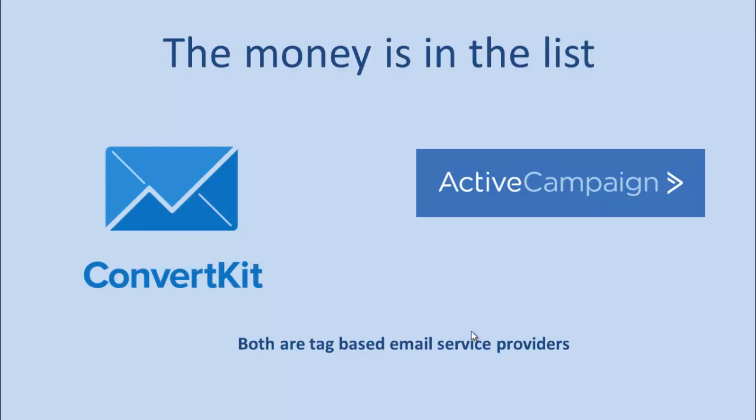So over a period of time, ESPs have emerged which have done away with the list-based system and are what are called tag-based systems. As you can see here, I've mentioned ConvertKit and ActiveCampaign are tag-based email service providers. These are email service providers which do not have lists. There's in fact only one list. And they tag email leads basis on what the email leads do. Let's go back to our original example.